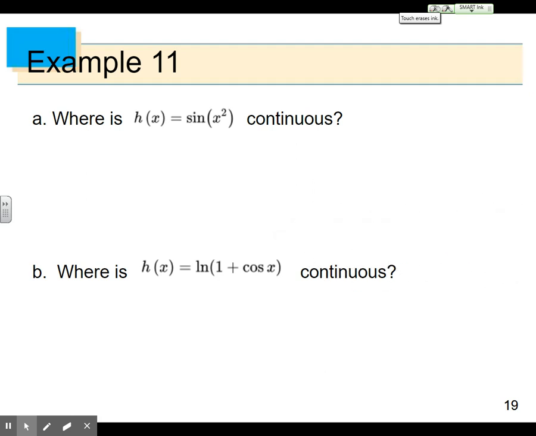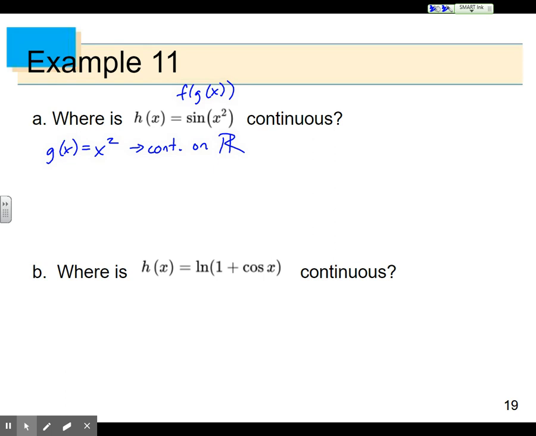So where are these 2 continuous at? Well, I'm going to break this down. Let's suppose my h of x is f of g of x. My g of x function is my inside function, that x squared. Well, this is continuous everywhere, because x squared is just a parabola. There's no breaks or anything in it. So it's continuous from negative infinity to positive infinity.